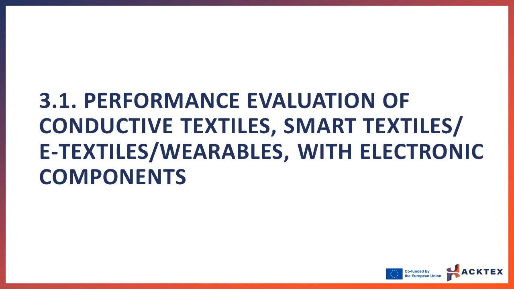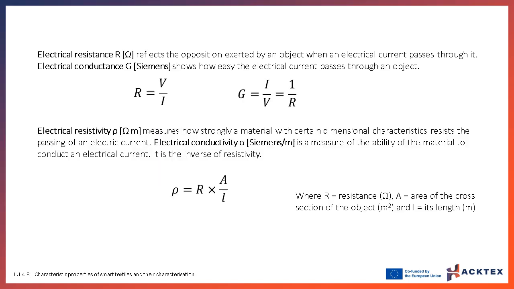Performance evaluation of conductive textiles, smart textiles, e-textiles, wearables with electronic components. The characteristics specific to the domain of e-textiles are electrical properties, considered at yarn and fabric level, namely resistance and resistivity, with their reciprocal properties, conductance and conductivity. Electrical resistance, measured in ohms, reflects the opposition exerted by an object when an electrical current passes through it and is expressed as the ratio between the voltage V and the current I.